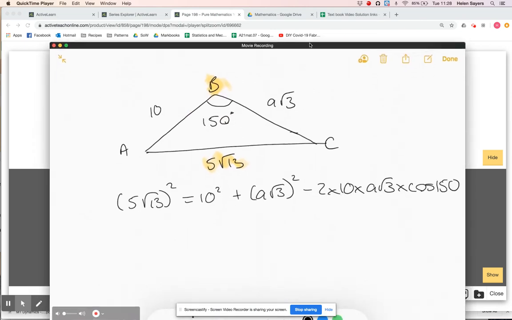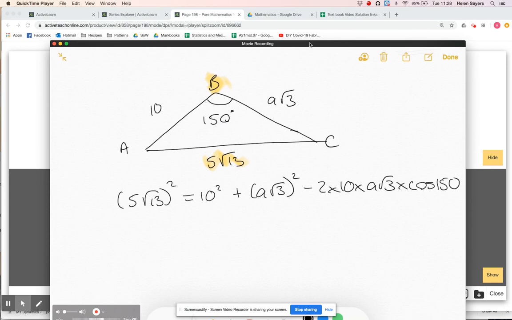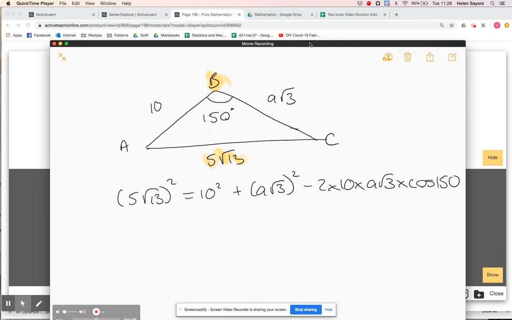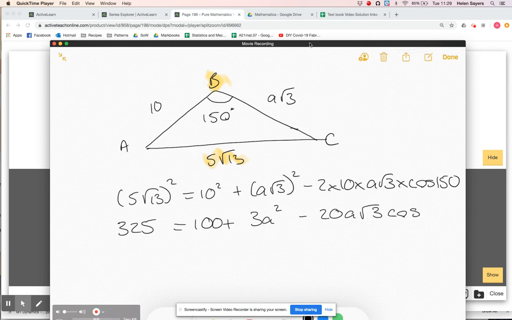I'm just going to check. Yeah, it was root 3 and root 13. So just be really careful with those brackets. 5 root 13 all squared is going to be 25 times 13, so 325 is 10 squared plus, when I square those brackets out, I'm going to square the A and square the 3. A neater way to write that would be to have the 3 first, and then I've got minus 2 times 10 times A root 3 times cos 150.